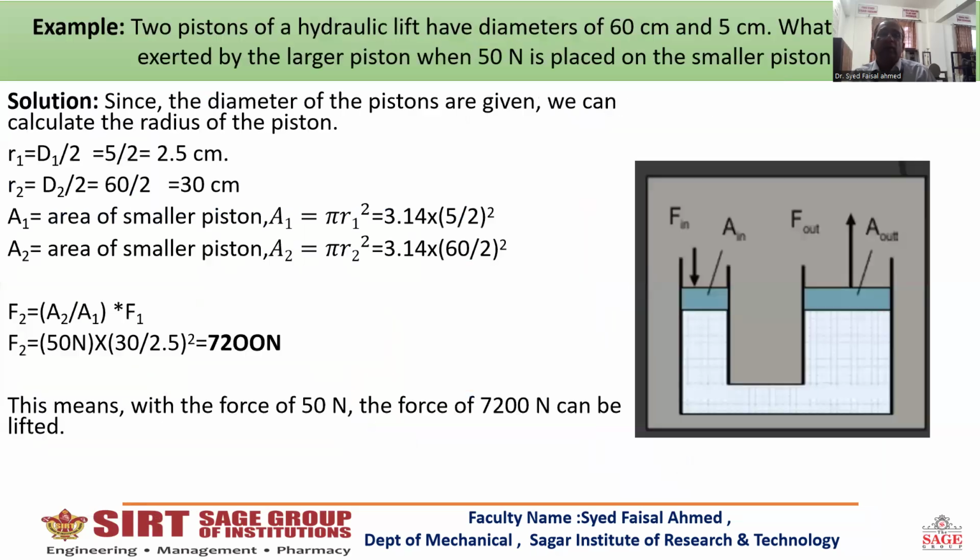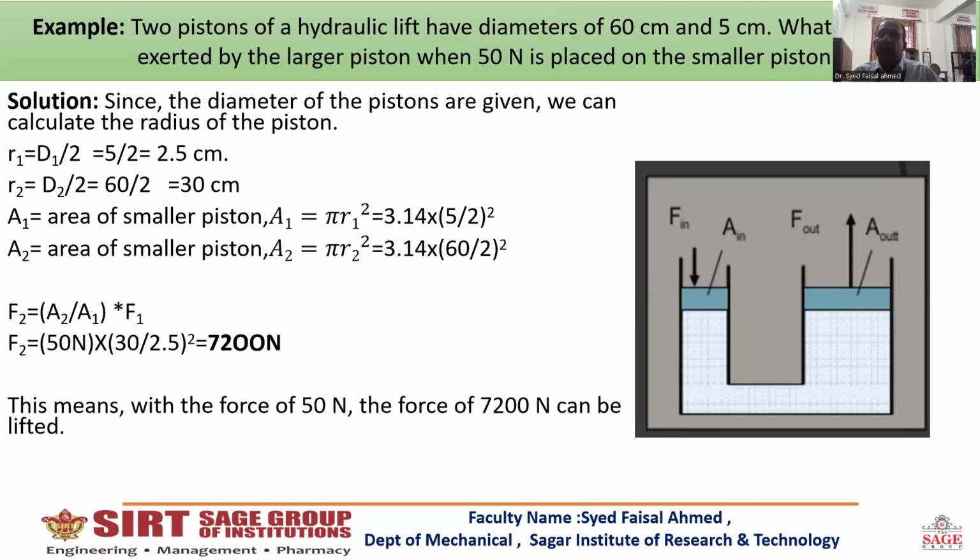Now the other part is example numericals. Various numericals used to come, and students used to face them. So there's one simple numerical. The example is: two pistons of a hydraulic lift have diameters 60 centimeter and 5 centimeter. There are two systems having diameters 60 centimeter and 5 centimeter. What is the force exerted by the larger piston when 50 Newtons is placed on the smaller piston?